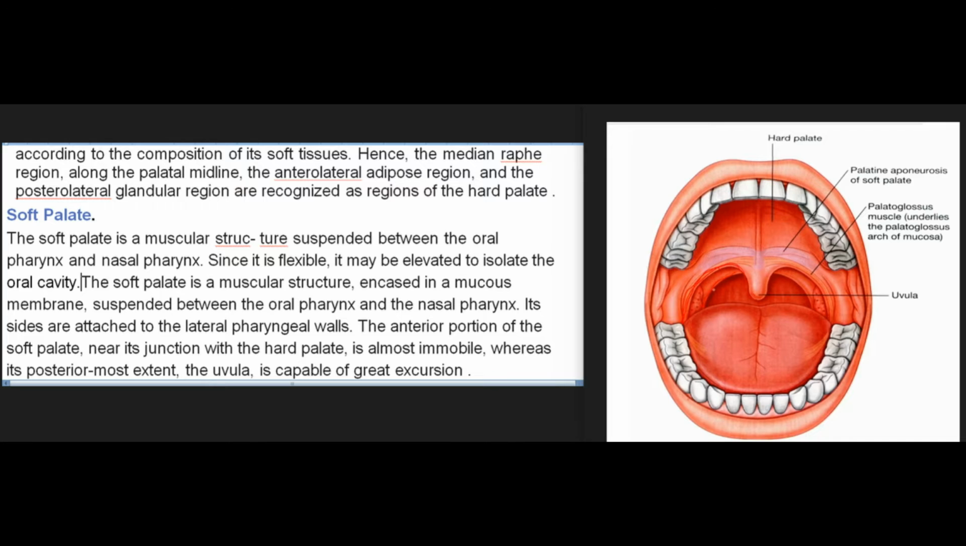Soft palate. The soft palate is a muscular structure suspended between the oral pharynx and nasal pharynx. Since it is flexible, it may be elevated to isolate the oral cavity. It is encased in a mucous membrane, and its sides are attached to the lateral pharyngeal walls. The anterior portion, near its junction with the hard palate, is almost immobile, whereas its posterior-most extent, the uvula, is capable of great excursion.